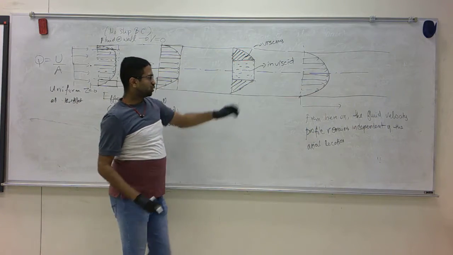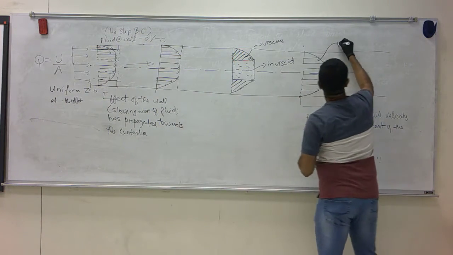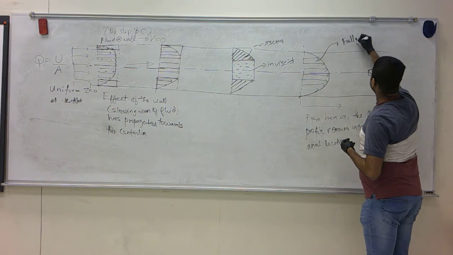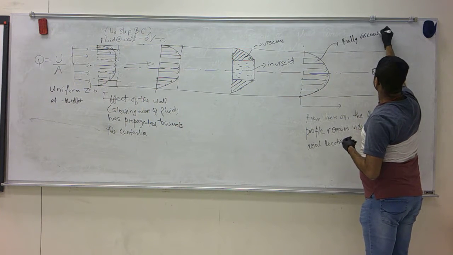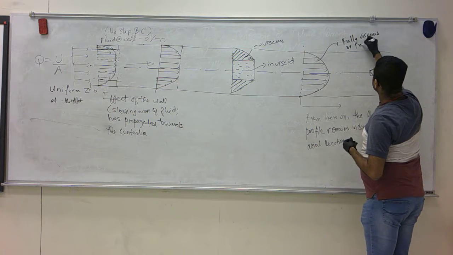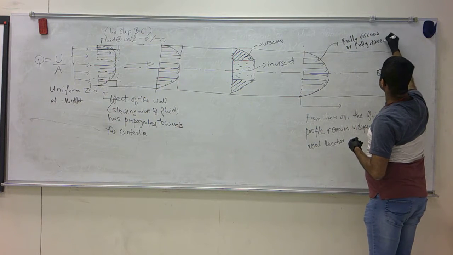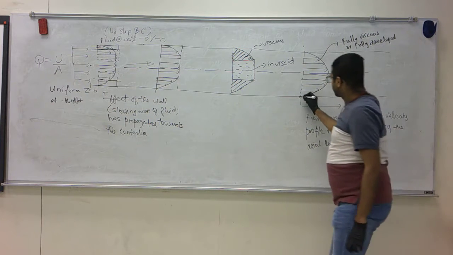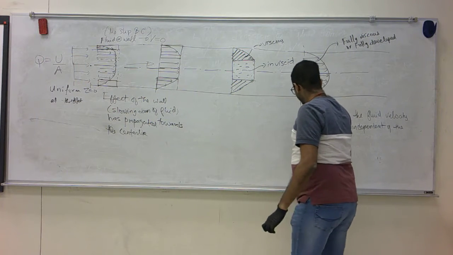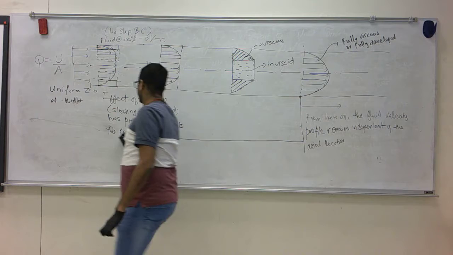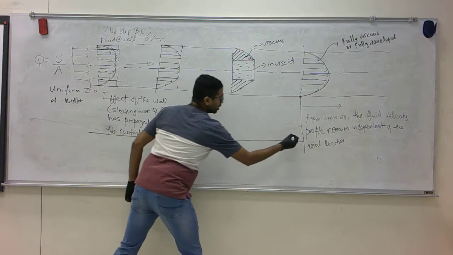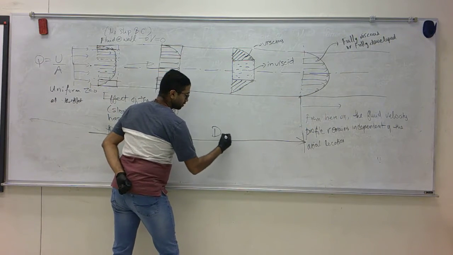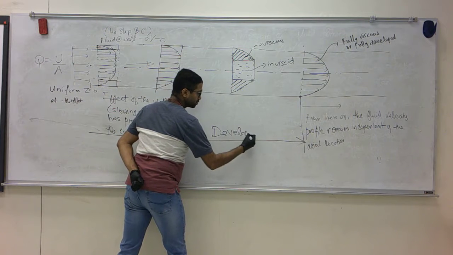It grows, and then after a while you have what is called fully viscous, or we call it fully developed. If we call this profile fully developed, this portion all the way from the start to here, this length is called the developing length.